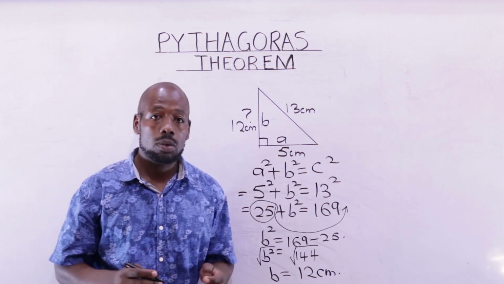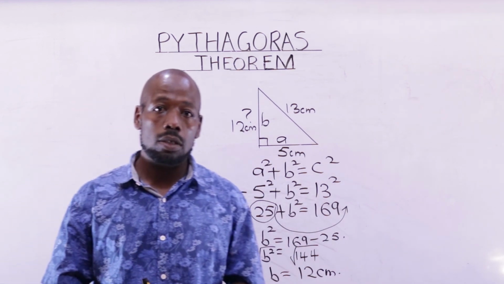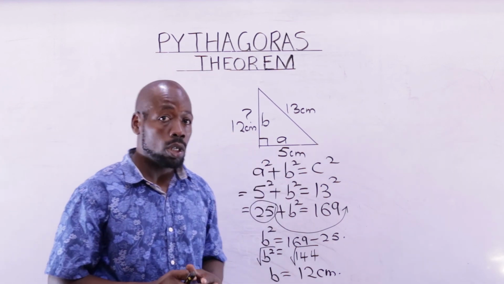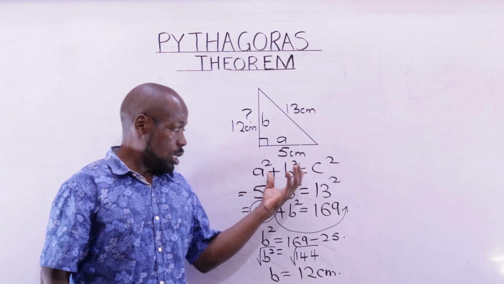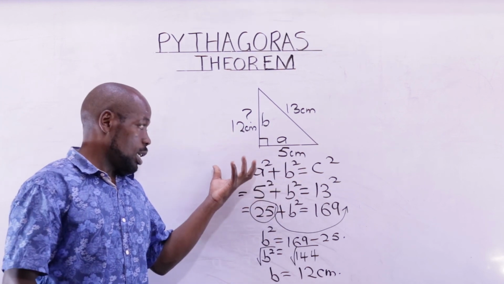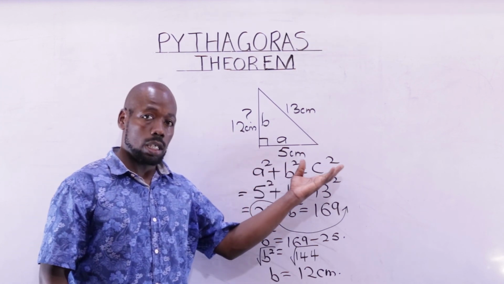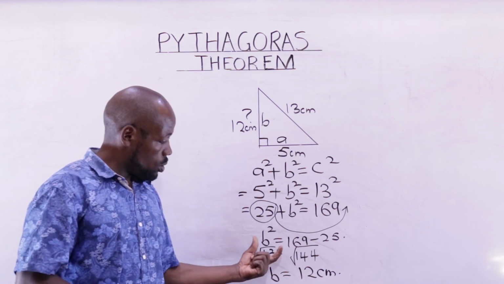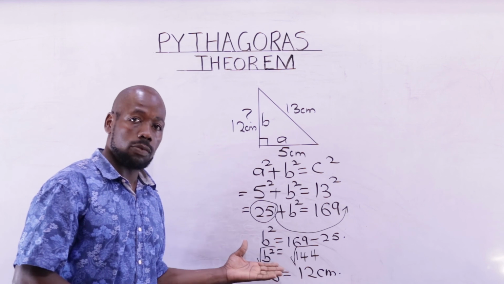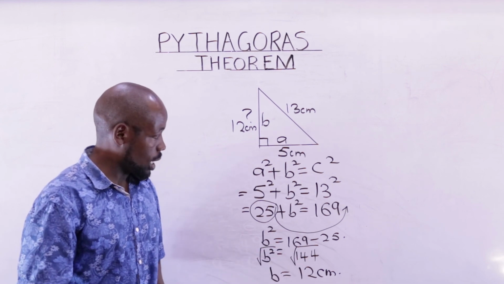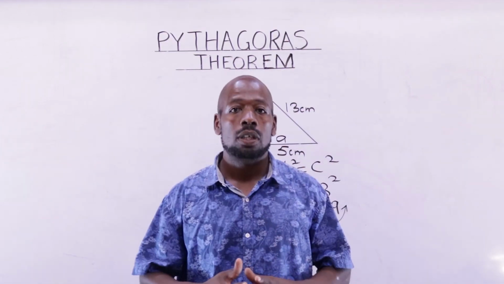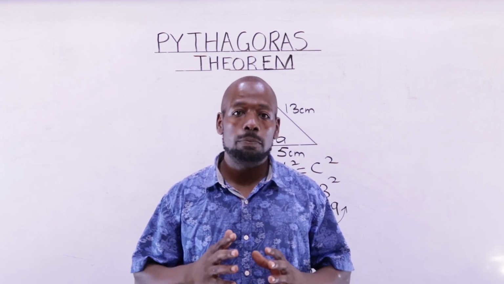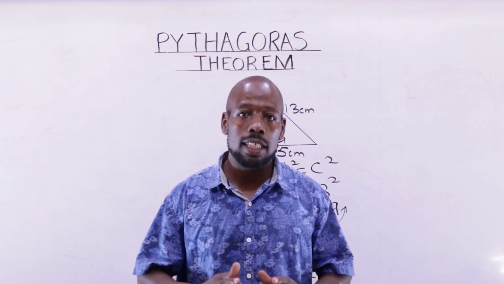Now, we have just looked at the three areas when we are trying to solve problems that involve right-angled triangles. So you have to always remember this area here is very important. A squared plus B squared is equal to C squared. And the last thing that you should always remember is when you want to get the unknown value, you have to get the square roots on both sides. In conclusion, the Pythagoras theorem states that A squared plus B squared is equal to C squared.